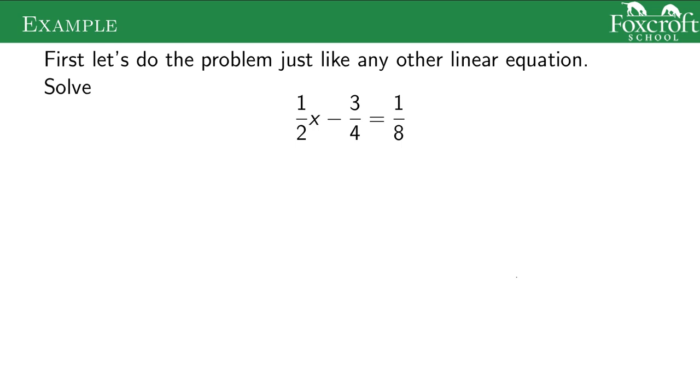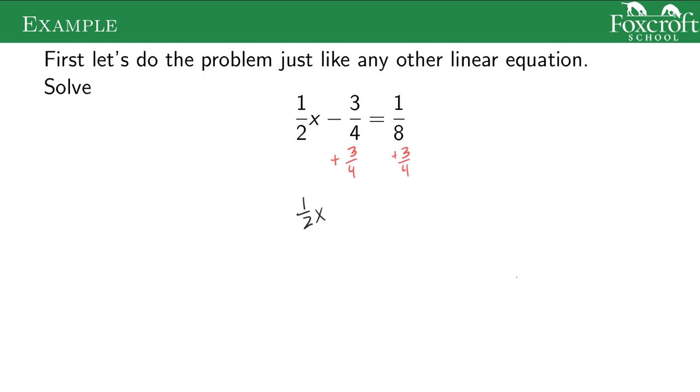If we solve it like that series of steps, there's not really any simplifying I can do in terms of combining like terms or anything like that. So now I go to moving terms. The first thing I do is add 3/4 to both sides because I want to get that term to the other side of the equation.